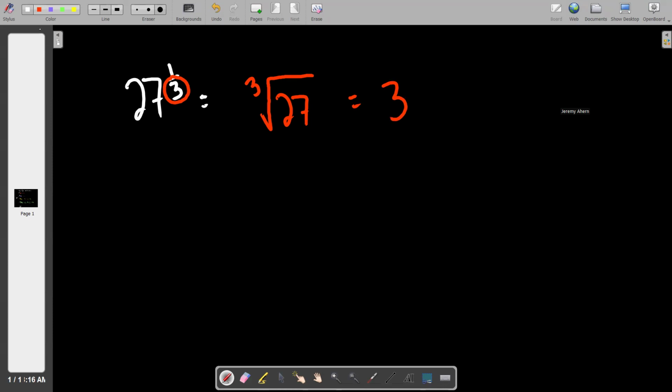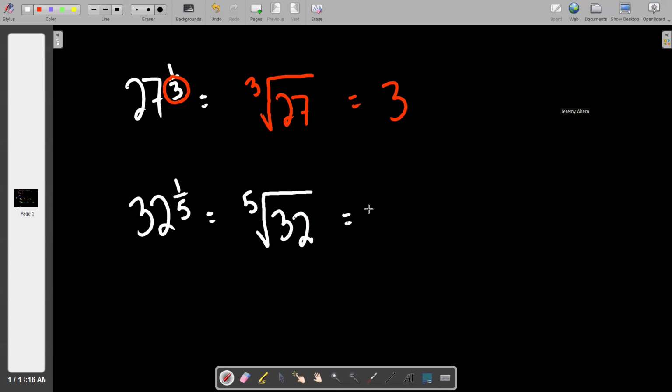Let's go again. How about 32 to the 1/5? What is the 5? It's the index. So someone's telling me to build a root with an index of 5. In other words, a 5th root, and I'm going to stick the 32 inside. And what is the 5th root of 32? It is 2. And again, you'll use the resource a lot, like almost every problem today.